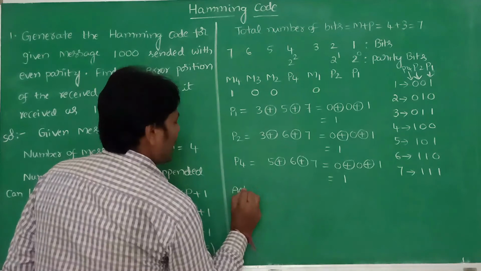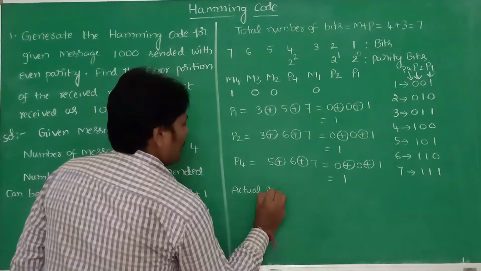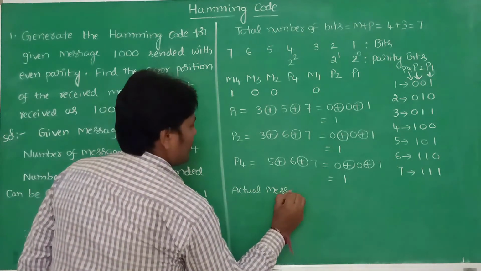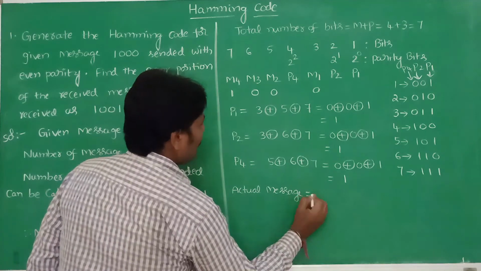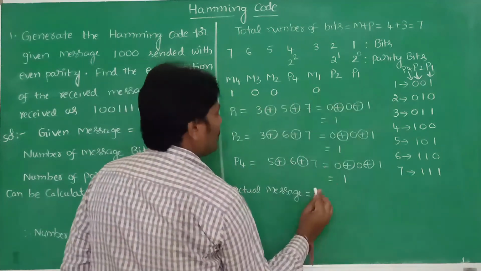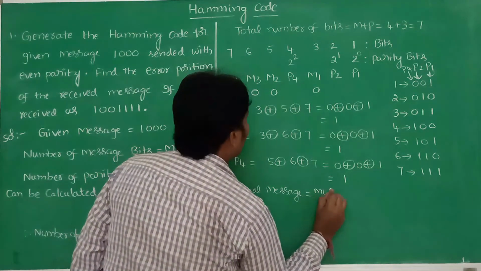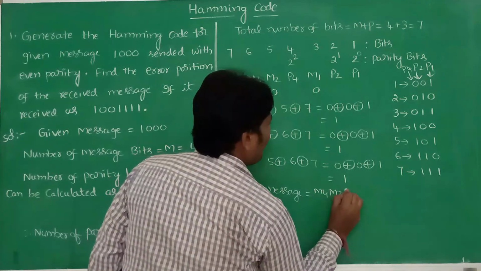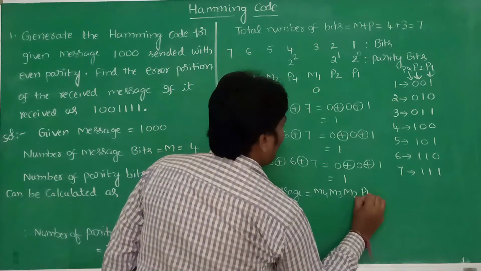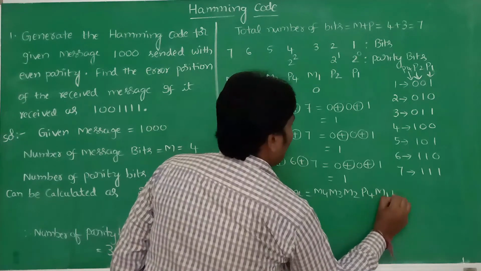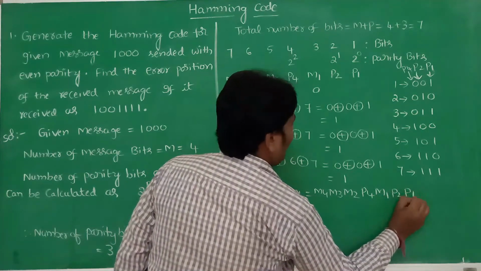So this is the actual message. The actual message is the bit pattern we have to use: M4, M3, M2, P4, M1, P2, P1.